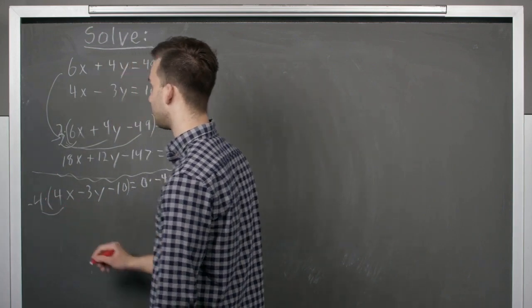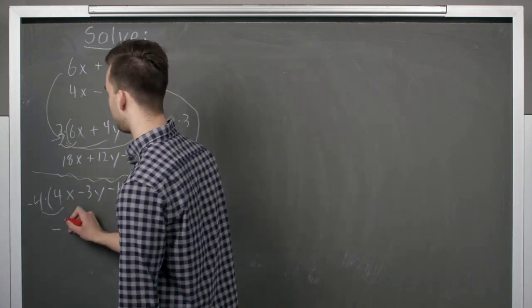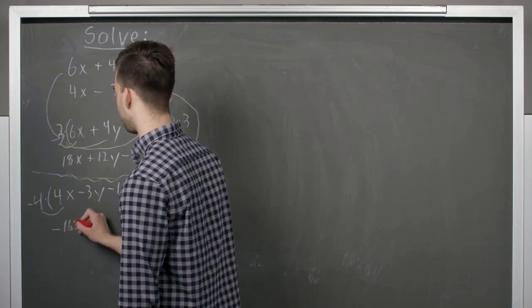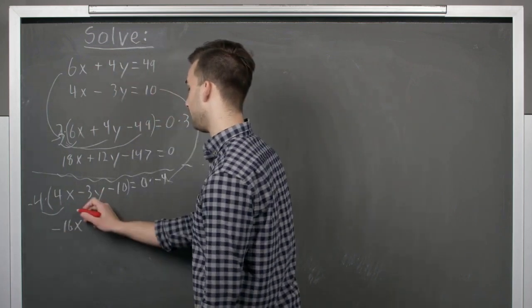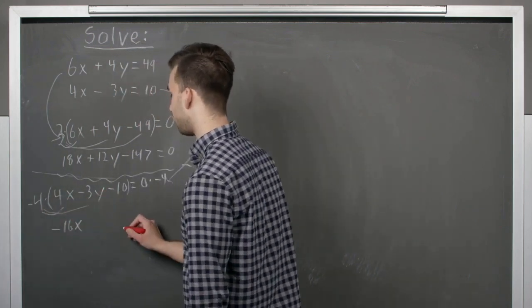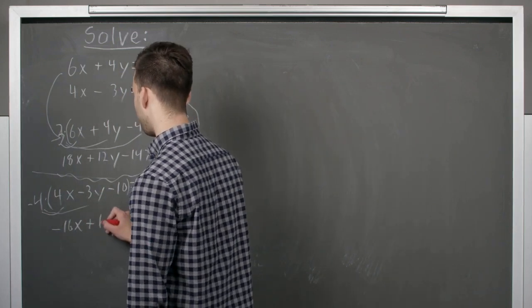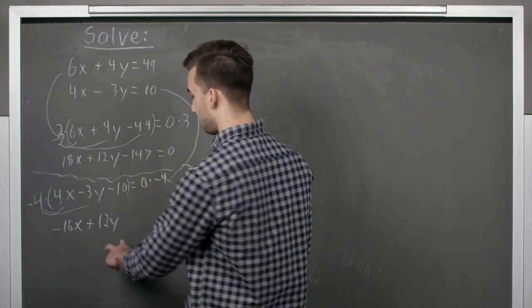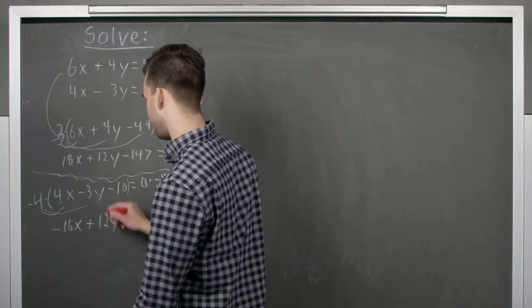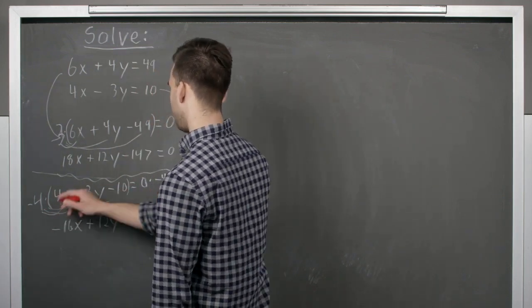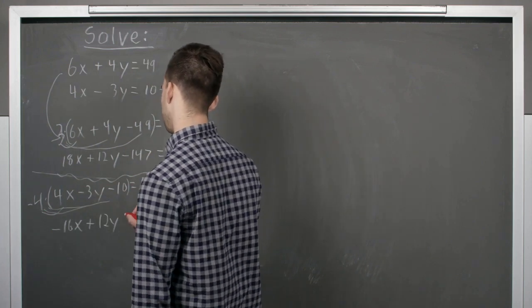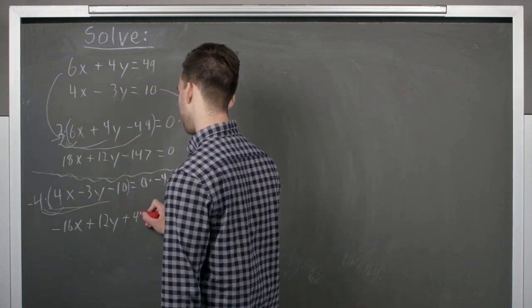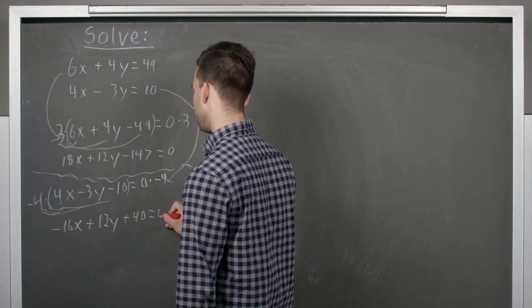So negative 4 times 4x is negative 16x. And then we have negative 4 times negative 3y gives us plus 12y, right? Because we can cancel those later. So we did it right. That's what we wanted. Negative 4 times negative 10 gives us plus 40, all equal to 0.